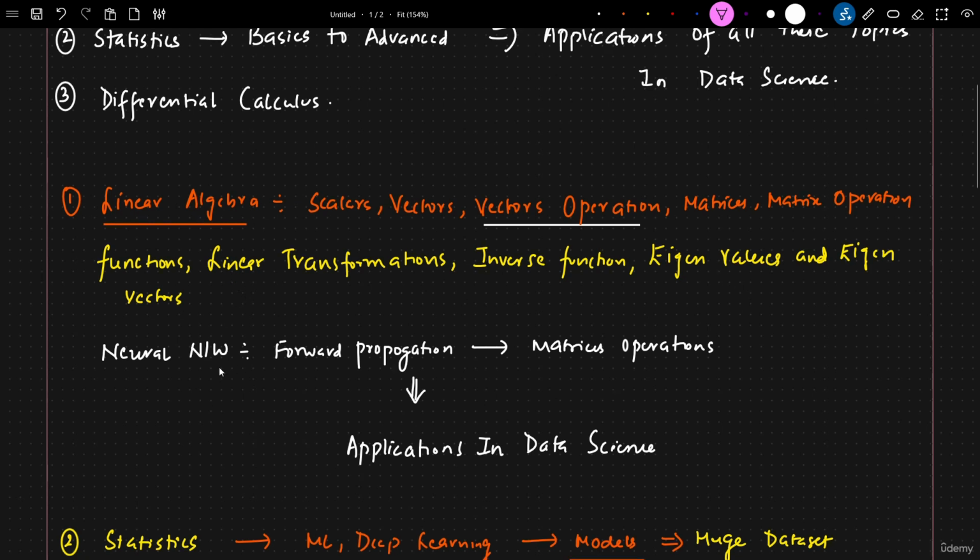Let's say for instance, we have something called linear transformation. We have something called matrix operations, right? In neural network, there is a concept called forward propagation. And that forward propagation, it's all about doing multiple matrix operations, right? What kind of matrix operation, that kind of applications I will be discussing. At the end of the day, we'll be able to understand the applications part itself.